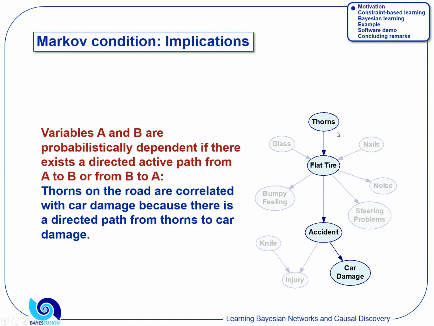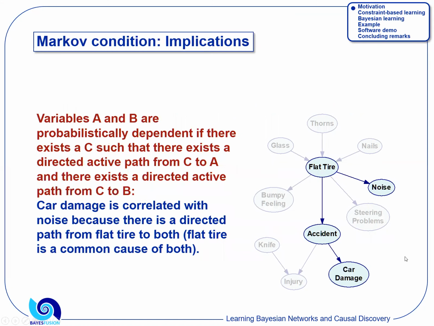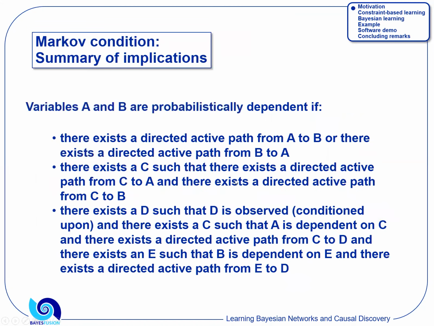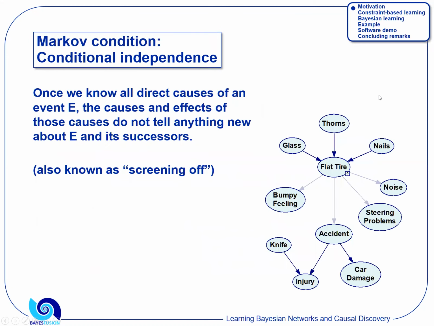Chains will make things dependent. Common causes will make things dependent. Conditioning on common effects will make things dependent. Here is the summary of those three. I'm rushing because you've seen that already. And the next thing is conditional independence.